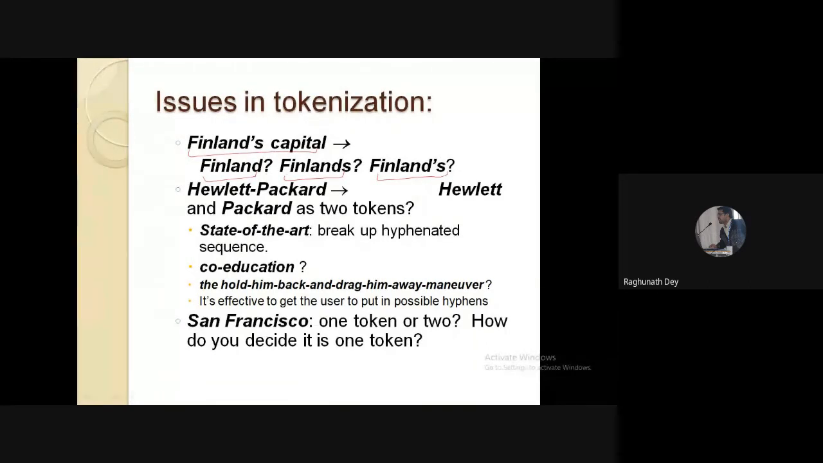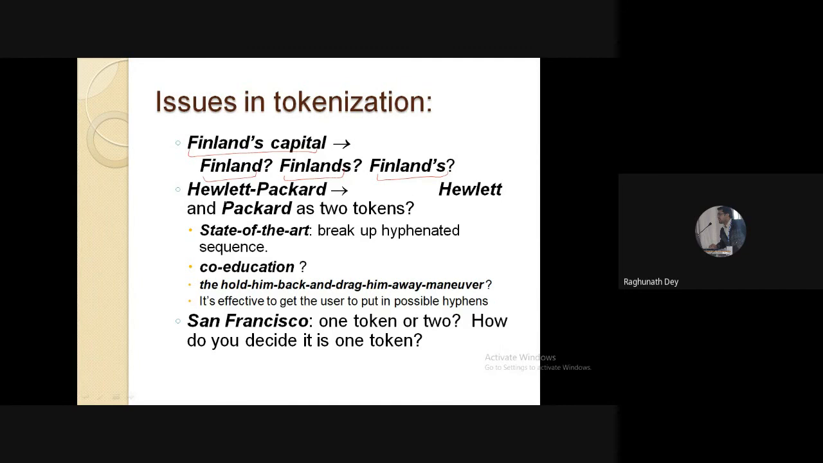Okay, so what is the best way to mention, so that whenever any user gives us an input for Finland, all these three will be invoked, all these three will be triggered? Very critical issue, we'll think later.